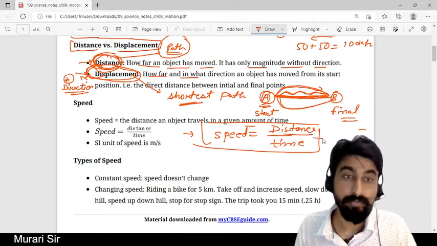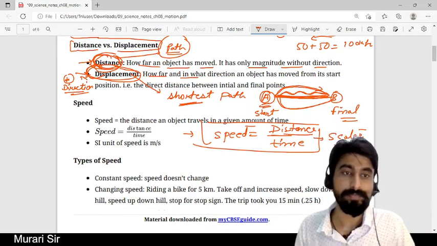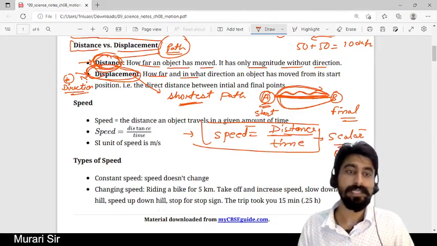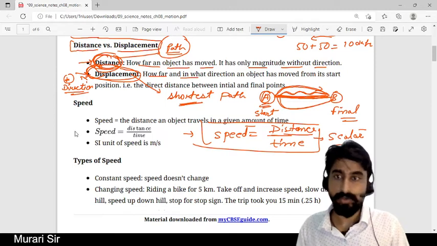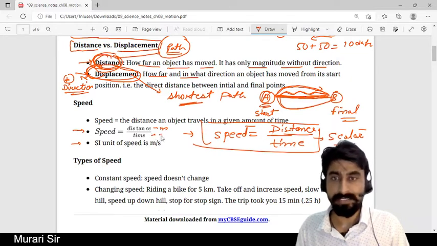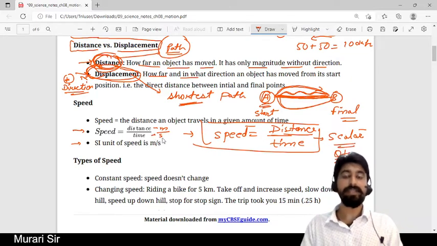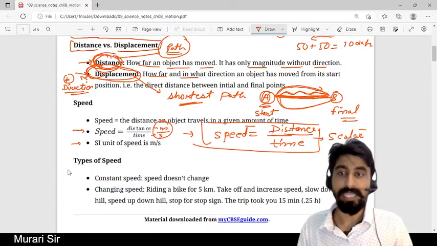And let me tell you a very important part, it is a scalar quantity. Perfect. All right. Now it is very easy to remember its SI unit. What is the SI unit of distance? Meter. What is the SI unit of time? Second. So its SI unit will be meter per second. Okay. Perfect.